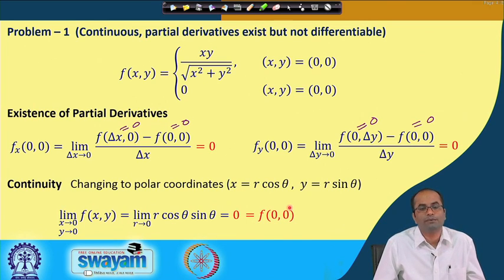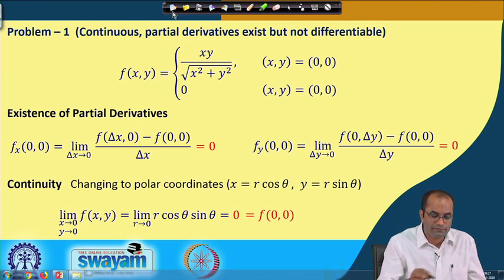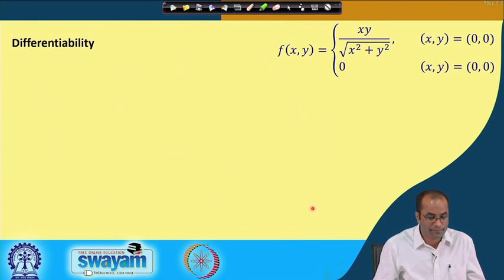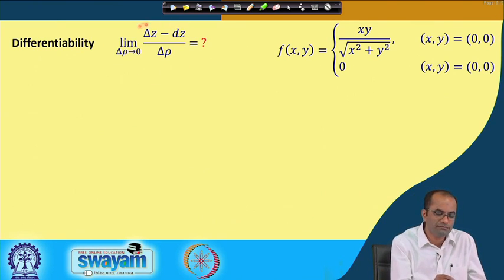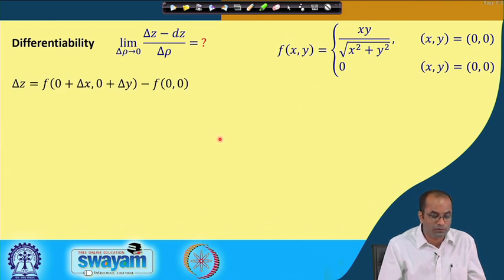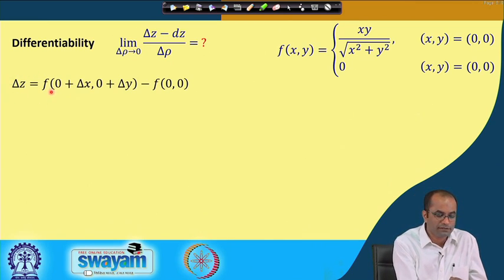So, we have the existence of partial derivatives, we have the continuity of the function, and now we will test for the differentiability of this function. So, for the differentiability of this function, we need to now go to this limit definition, because as I said this is much easier. So, we will find out what is the limit of delta z minus dz over delta rho. So, the delta z is this increment in x and y at point (0,0). So, 0 plus delta x and 0 plus delta y, and minus the f(0,0).